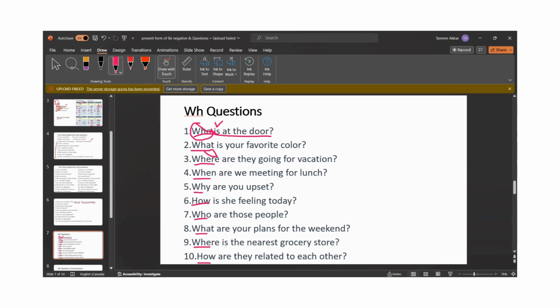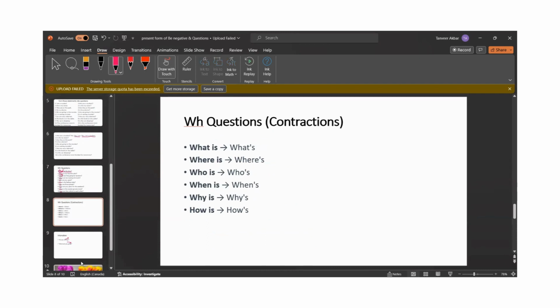So, when we talk, we use contractions. Remember, it's always important to be able to talk fluently without putting too much effort. Contractions make life easy when you're speaking. And informal writing as well prefers contractions. So what is contracted as what's.